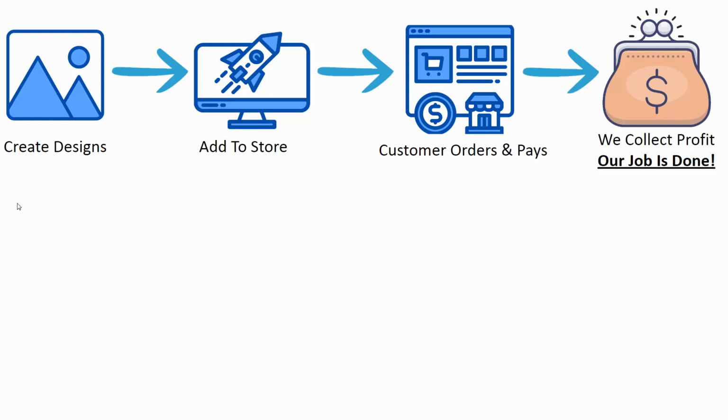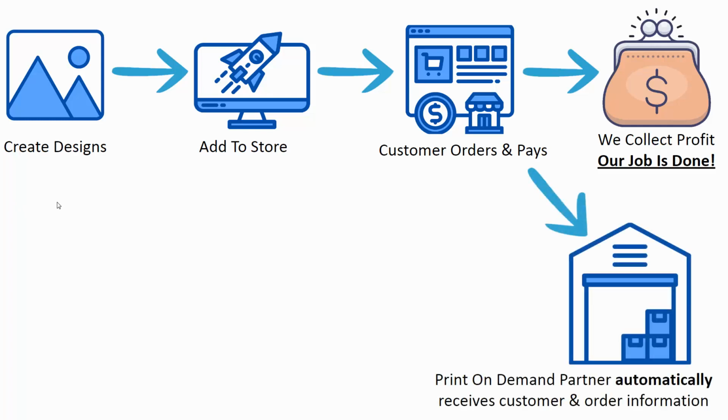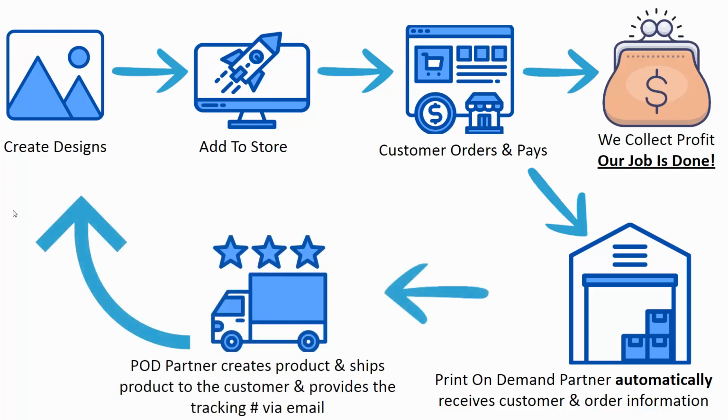And you might be thinking, well, what about the actual product? What about the shipping? What about getting it to the customer? That, of course, happens, but we don't play any part in that at all. As soon as the order comes in, we get paid, and the print-on-demand partner automatically receives the customer information, the order information, what did they buy, what size, what design, etc. That all happens automatically behind the scenes, and then your print-on-demand partner creates the product, ships the product, and even provides the tracking number to your customer on your behalf. You literally have nothing that you need to do. It's incredibly powerful, and this is just how print-on-demand works. That's why it's the best business model online right now.